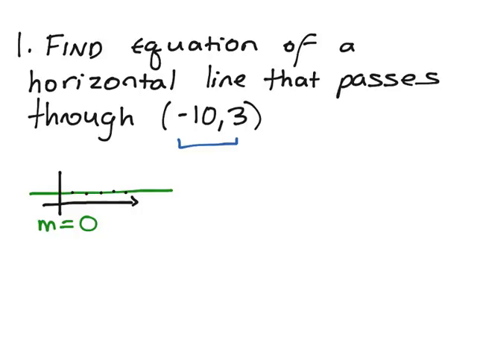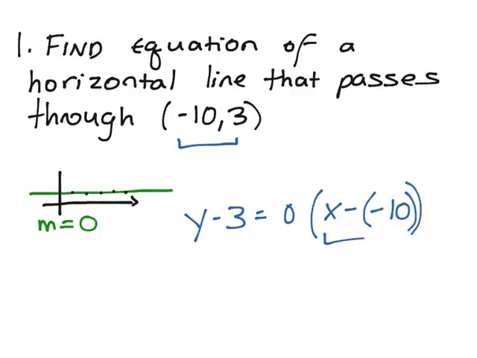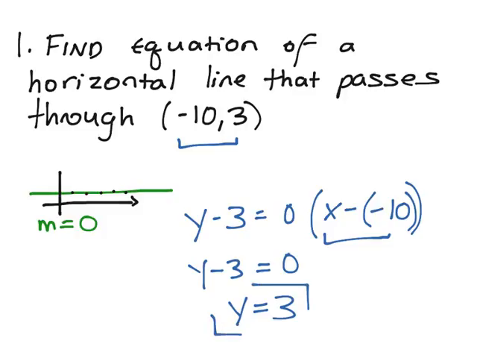So if we plug that into our equation, y minus 3 is equal to, and our slope m is 0, 0 times x minus minus 10. Since we multiply this part by 0, the whole thing is 0. So we get y minus 3 is equal to 0, or y is equal to 3. There we go. Let's try a harder problem.